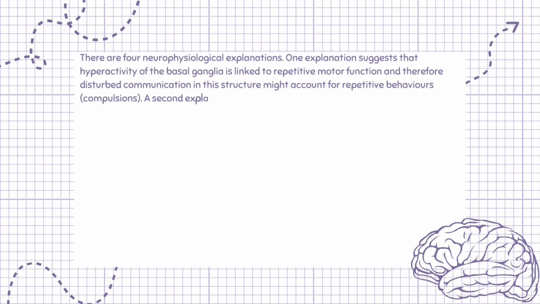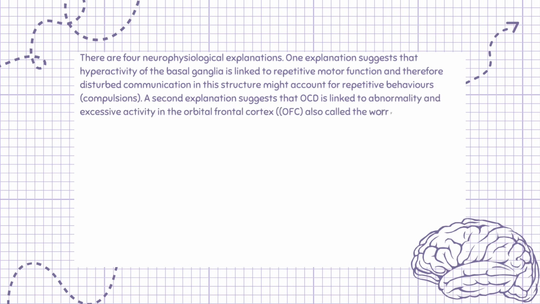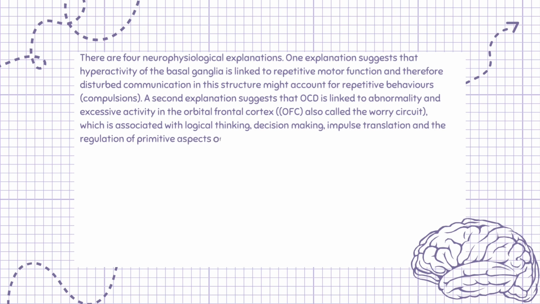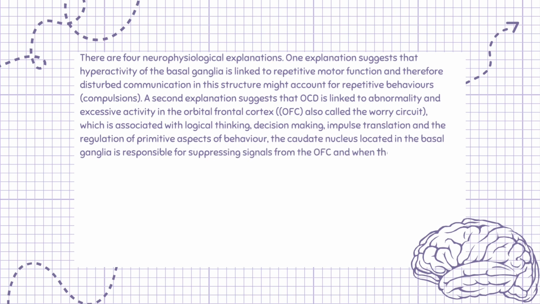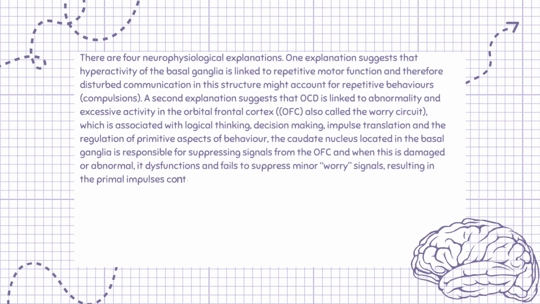A second explanation suggests that OCD is linked to abnormality and excessive activity in the orbital frontal cortex, OFC, also called the worry circuit, which is associated with logical thinking, decision-making, impulse translation, and the regulation of primitive aspects of behavior. The caudate nucleus located in the basal ganglia is responsible for suppressing signals from the OFC, and when this is damaged or abnormal, it dysfunctions and fails to suppress minor worry signals, resulting in the primal impulses continuing even after performing the behavior, leading to obsessions and compulsions.